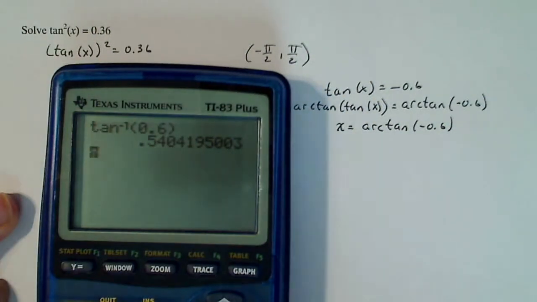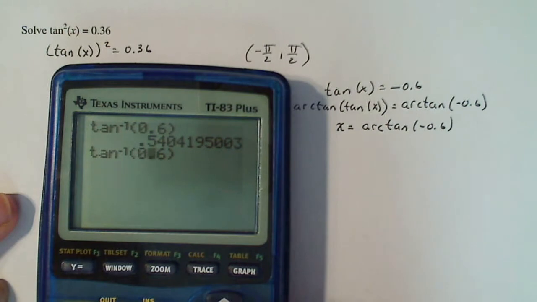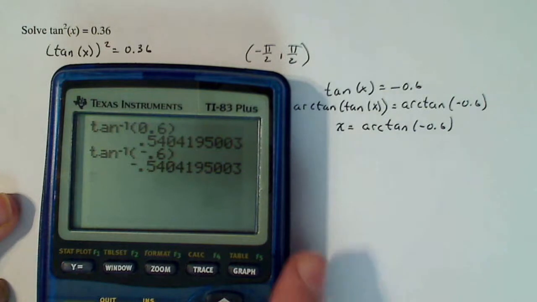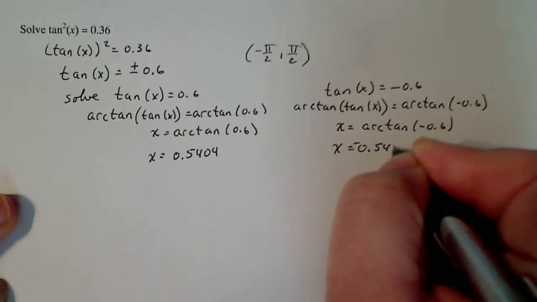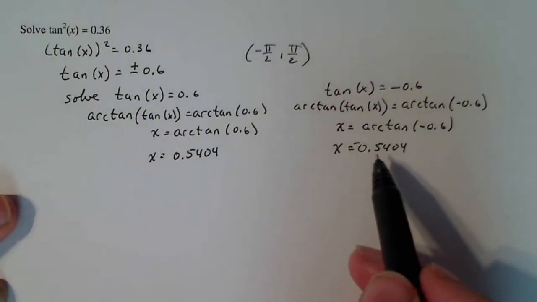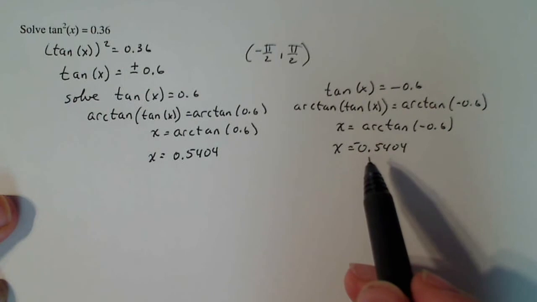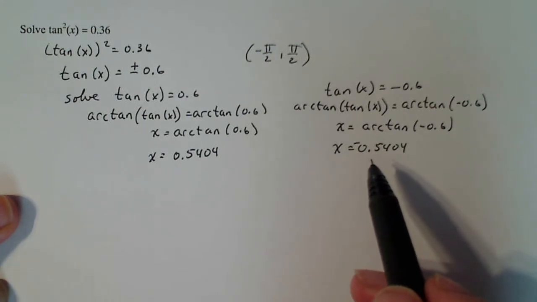Now if I do tangent inverse of negative 0.6, I call up what I did before and insert a negative. Let's see, we want it right here. My goodness, I'm really struggling with this right now. There it is. So negative 0.5404. Now, just because this is the same number with the opposite sign doesn't mean it's always going to be that way, so don't be thinking things like that.